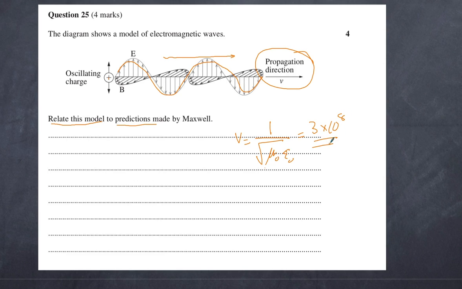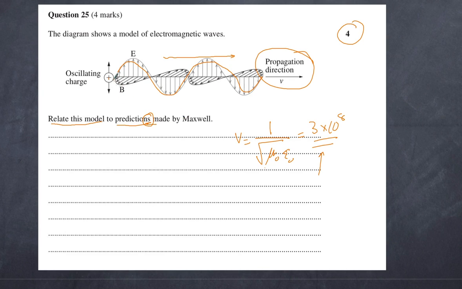So that's our second prediction, that the self-propagating wave of these electric fields and magnetic fields can only happen at a particular speed, which in our case, of course, is the speed of light, and therefore predicted that light is a form of electromagnetic wave. So in order to get the full 4 marks, you need to talk about at least 2 predictions. The fact that this is plural is important. So the first prediction is the fact that this is an electromagnetic wave. We have the production of waves.